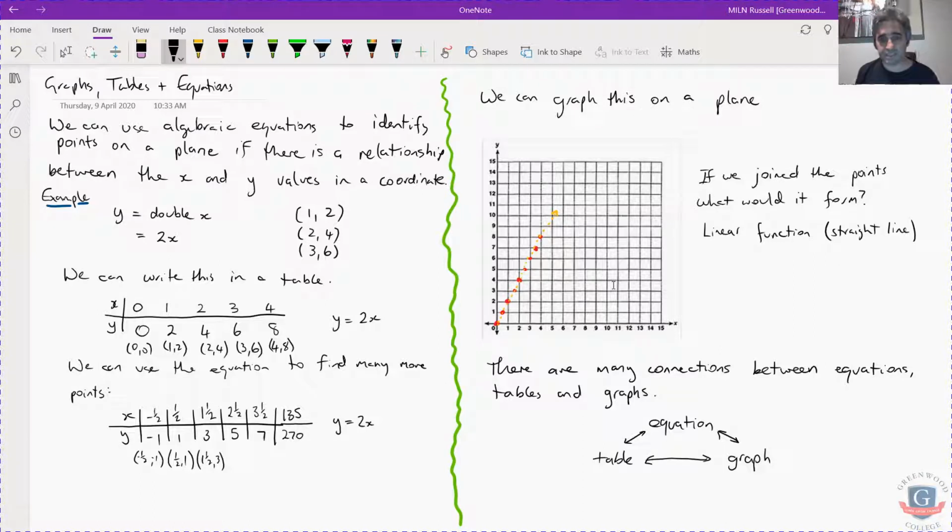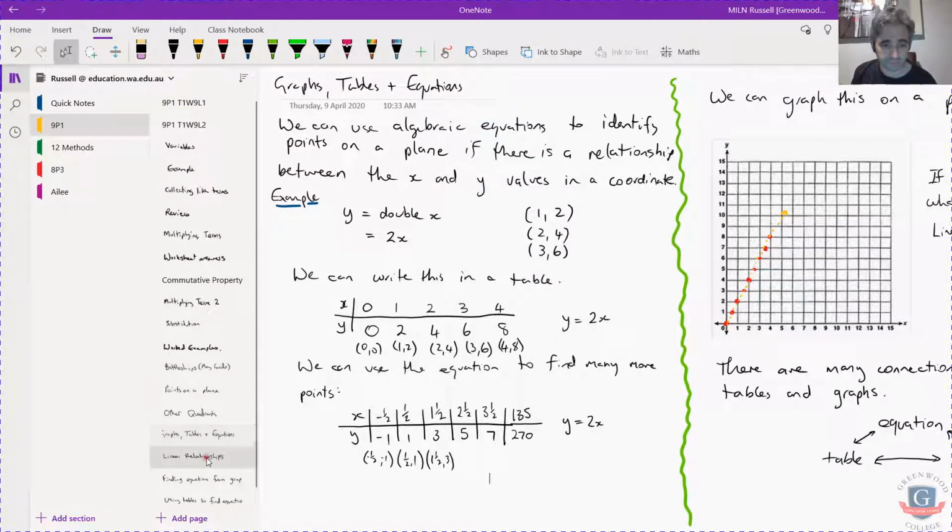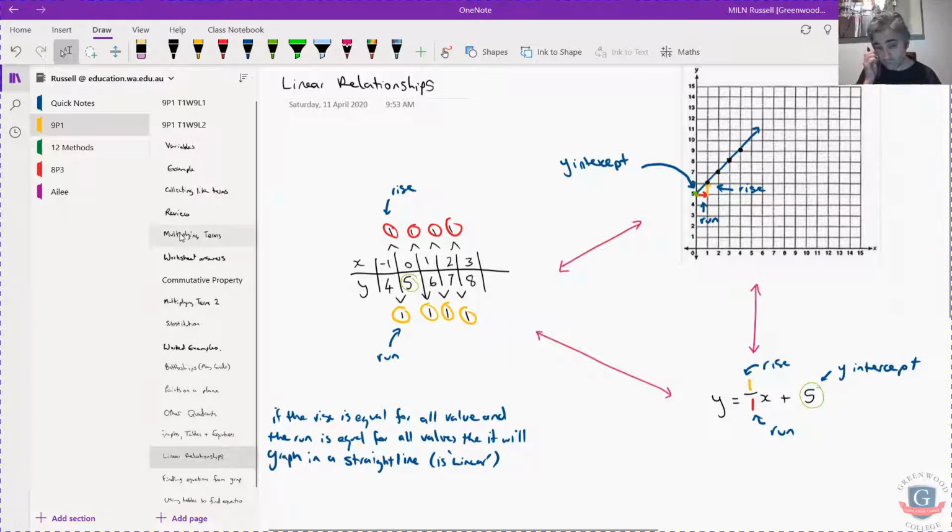Now, there's many other connections between equations, tables, and graphs, and we'll learn about some of them on the next slide, because we're going to focus on linear ones for now, but there's many other types too. So, when we have a linear relationship, there are some things that are common to equations, tables, and graphs. For one, a linear relationship always makes a line.